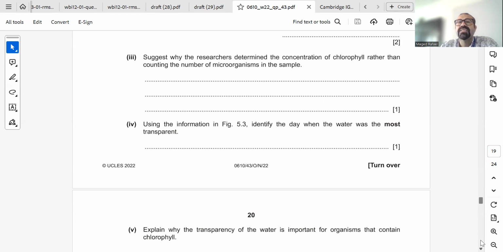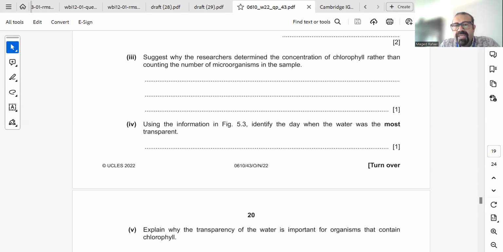Suggest why the researchers determined the concentration of chlorophyll rather than counting the number of microorganisms in the sample. تفتكروا ليه هم they decided إن هم يكالكليت أو يميجر الكونسنتريشن؟ أنا I'm talking about microorganism. Is it easy بالنسبة للعقل كده إن أنا أكاونت الأورجانيزمز اللي هي tiny أو too small، ولا chemical wise I can calculate الكونسنتريشن easily؟ أنهي الأسهل؟ مش لازم أدور على something complicated at all.